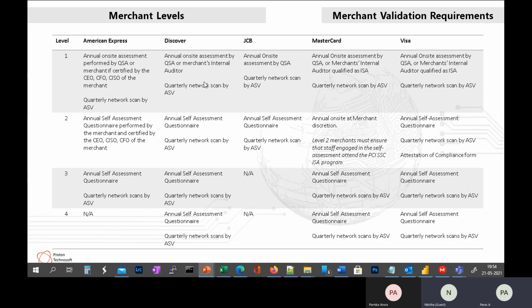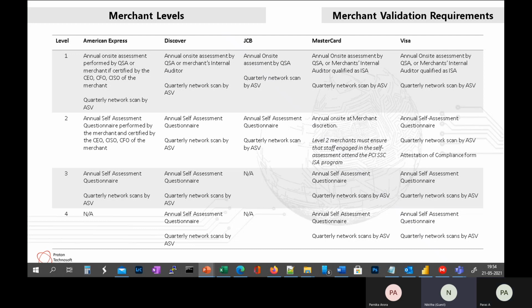Similar is the case with Discover. They say annual audit, independent audit, or somebody from an internal audit team certifies that we have taken a look at our environment and everything is in compliance with PCI requirements. So that will be acceptable to Discover. JCB says, I need an audit. MasterCard says, I need an audit. And Visa says, I need an audit.